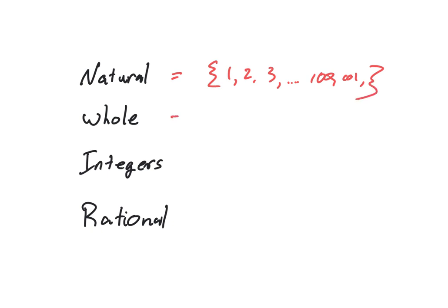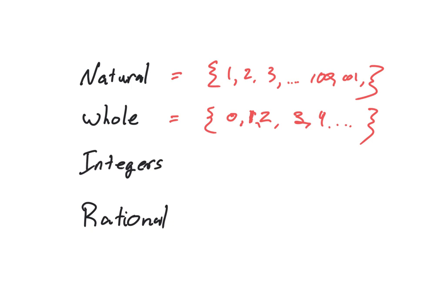Whole numbers is the set of natural numbers, but we just add one more thing. We add a 0. So we have 0, 1, 2, 3, 4, etc., all the way on forever and ever. Those are the whole numbers.